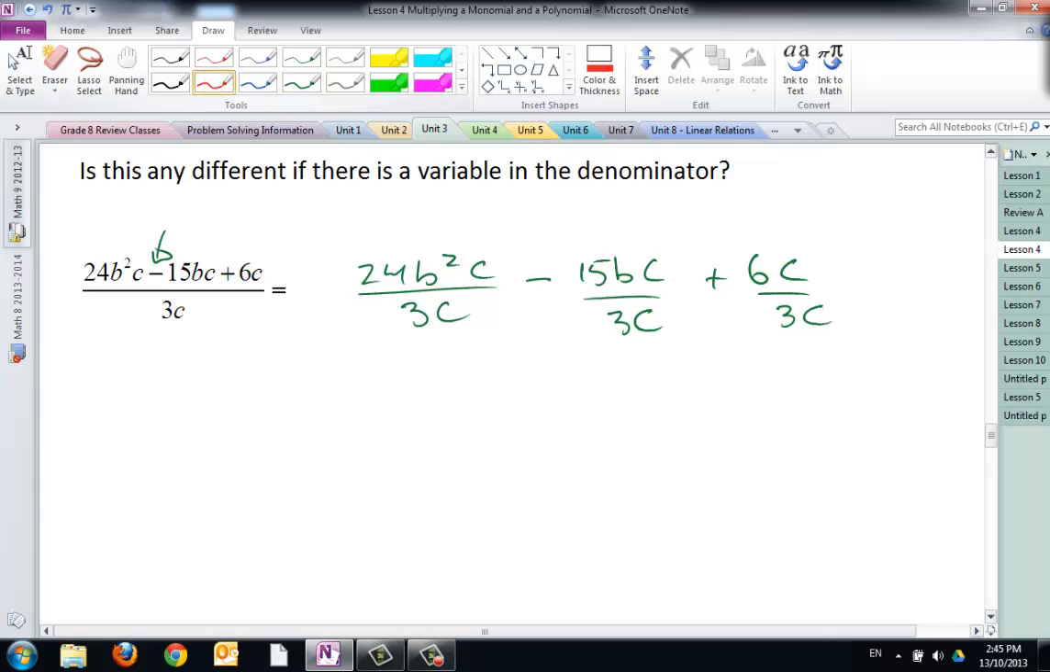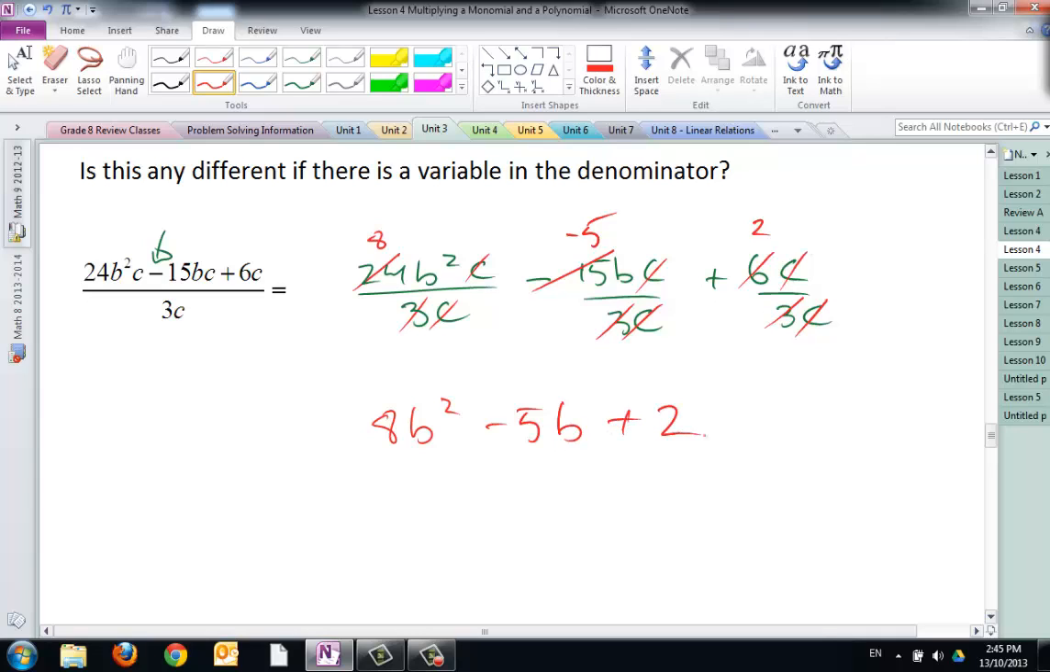And again, then I can start doing my simplifying. The 3 goes into 24 and leaves me with 8. The c's cancel each other out. That leaves me with 8b squared. The 3 goes into the negative 15, leaves me with a negative 5. The c's cancel. I get minus 5b. And this 3 goes into the 6, leaves me with 2, and the c's canceled, plus 2.